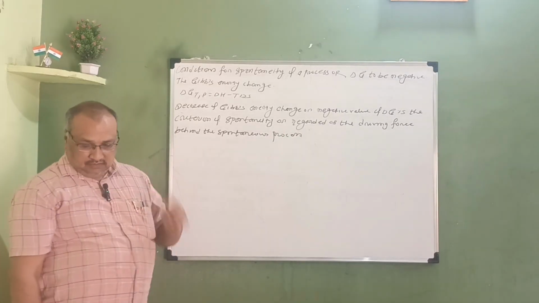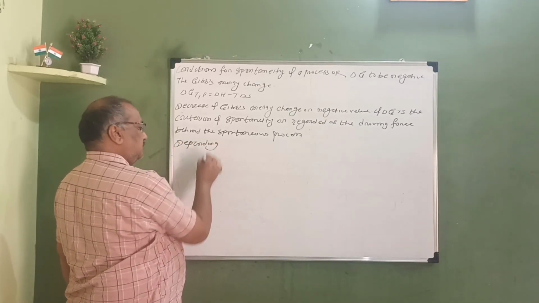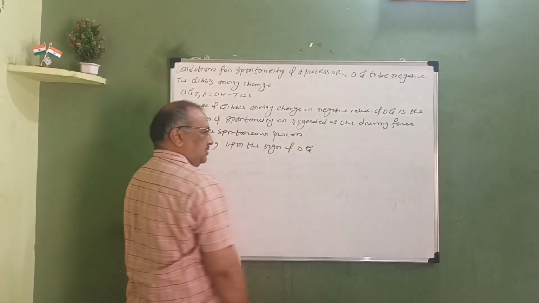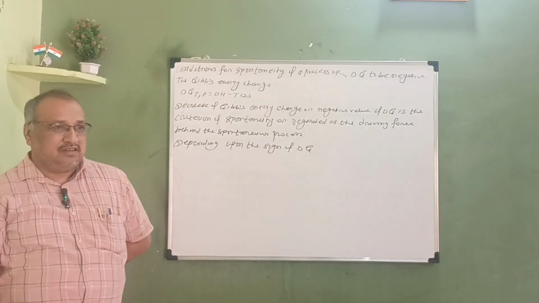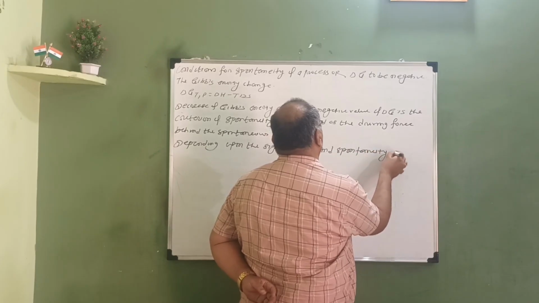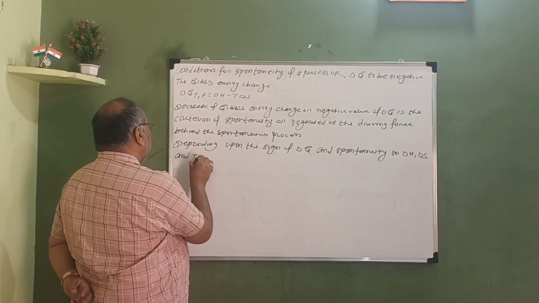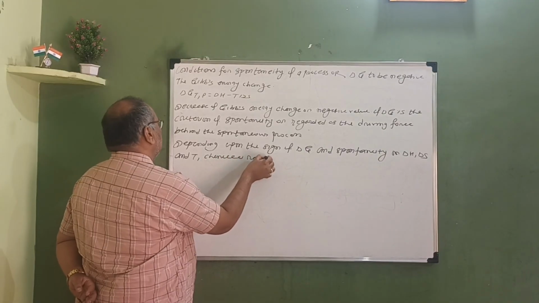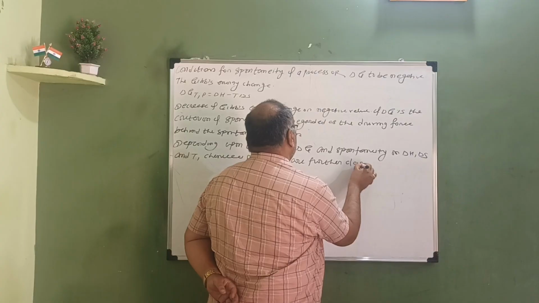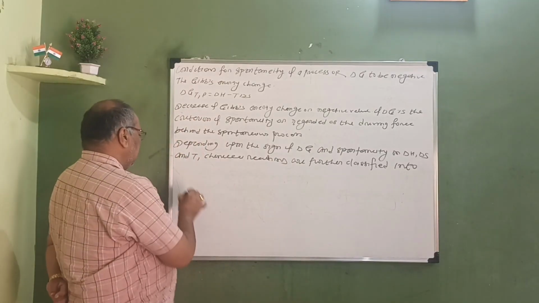Now here, depending upon the sign of delta G and the dependence of spontaneity on delta H, delta S and T, chemical reactions are further classified into four categories.